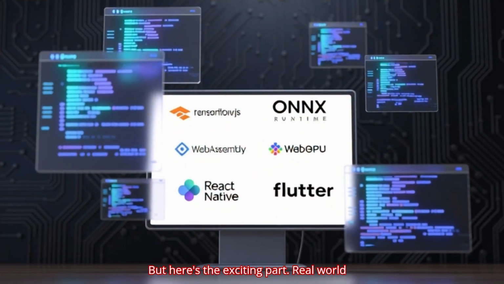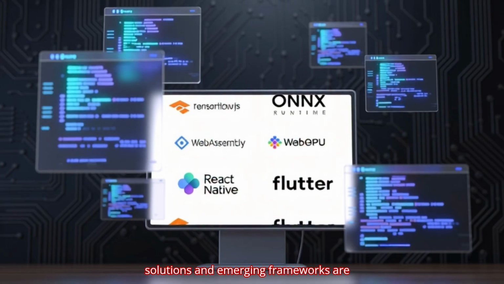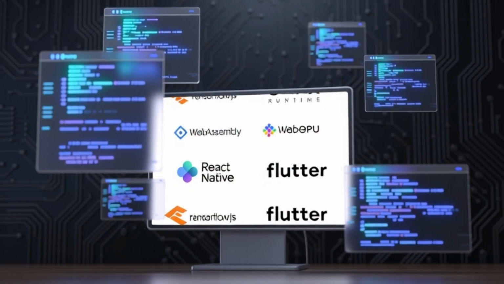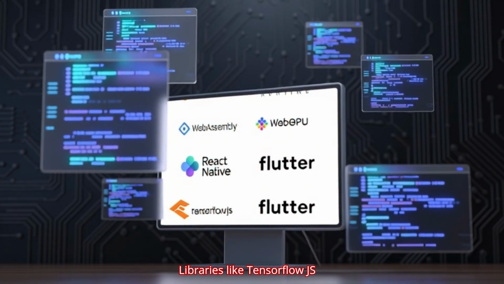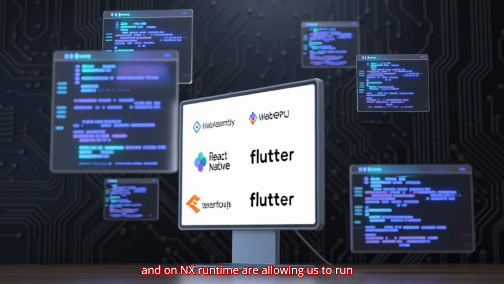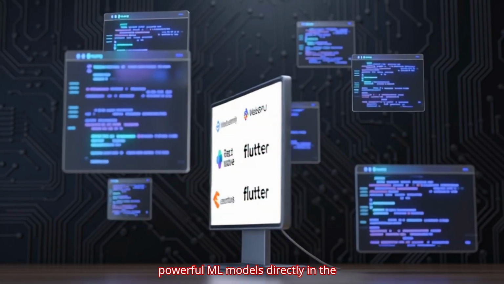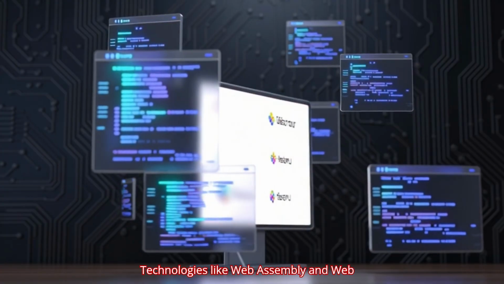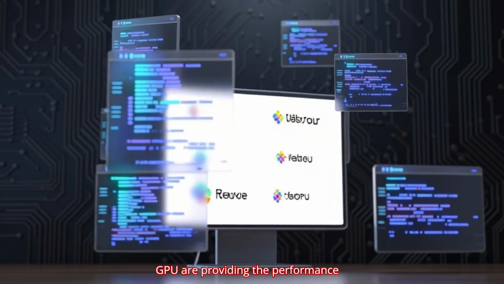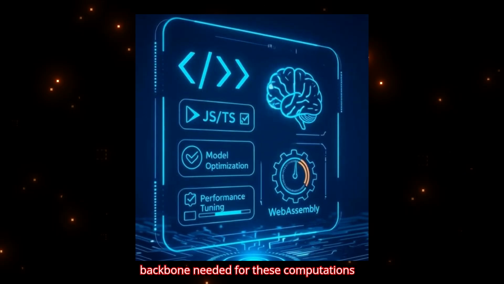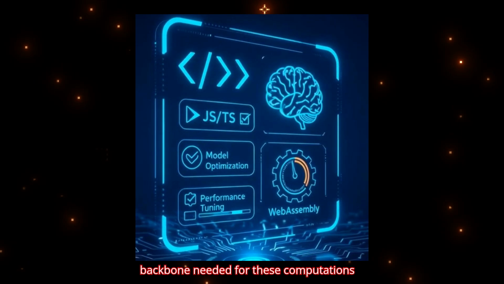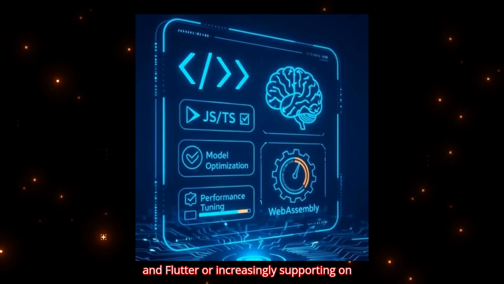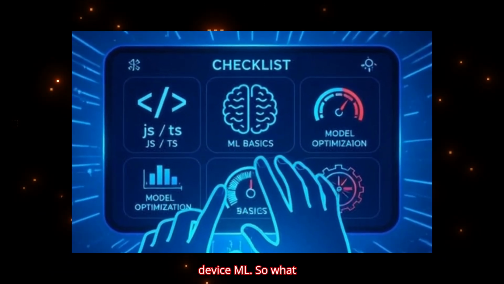But here's the exciting part. Real-world solutions and emerging frameworks are rapidly making Edge AI accessible. Libraries like TensorFlow.js and ONNX Runtime are allowing us to run powerful ML models directly in the browser and on devices. Technologies like WebAssembly and WebGPU are providing the performance backbone needed for these computations. And mobile frameworks like React Native and Flutter are increasingly supporting on-device ML.